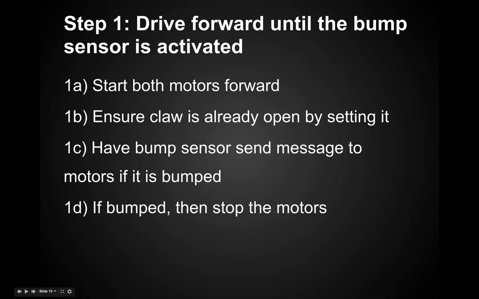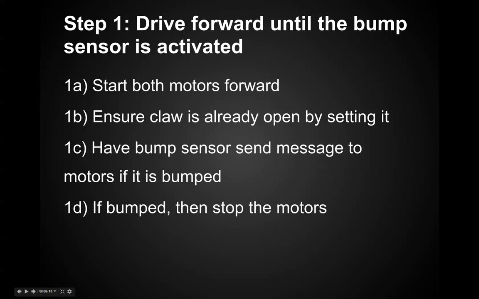The ongoing is that we want to have this while the motors are moving forward and while the claw is open, continue testing and making sure that the bump sensor is ready so that if it gets bumped at any time during its movement, then we get 1D, stop the motors. And that would be an indication we've reached our object, now we're stopped, then we can move on to our step two. For the purpose of this demonstration, I've only taken step one and really broken it down into the pseudocode.